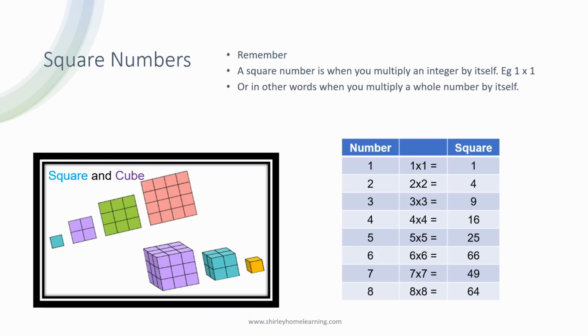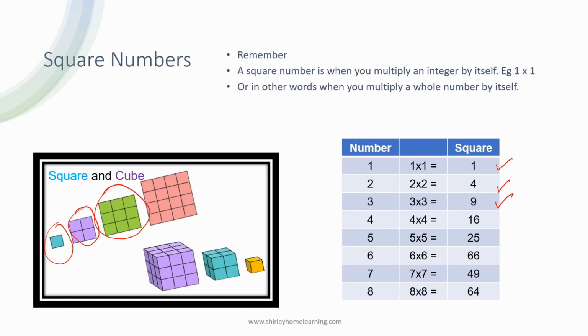So that's a square. So 1 square is 1. What is 2 square? You can see 2 times 2. What is 3 square? 3 times 3, and so on. The same thing if you want to write in terms of digits, you have got it here. So 1 times 1, 2 times 2, 3 times 3, and so on.